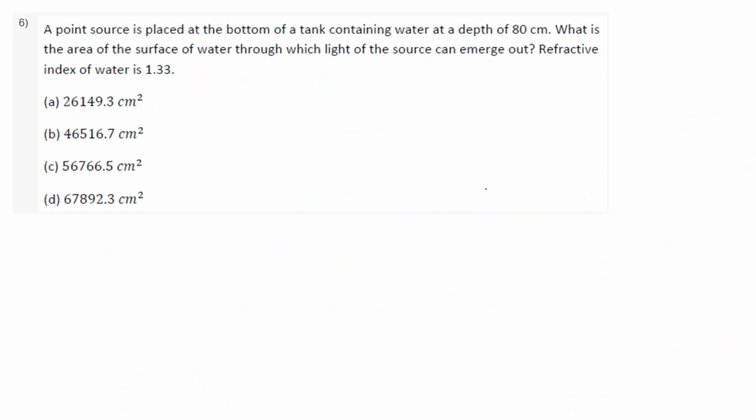The next question is, a point source is placed at the bottom of a tank. So again we are talking about a water medium. We have a point source placed at the bottom of a tank containing water at a depth of 80 centimeters. So this point source is at a distance of 80 centimeters, meaning the actual depth is 80 centimeters. What is the area of the surface of water through which light of the source can emerge?